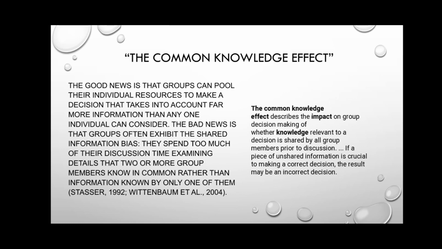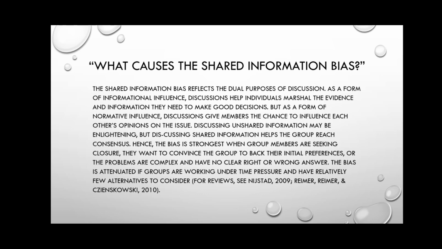So the common knowledge effect describes the impact on group decision making of whether knowledge relevant to a decision is shared by all group members prior to discussion. If a piece of unshared information is crucial to make a correct decision, then the result may be an incorrect decision. So, next is what causes the shared information bias?